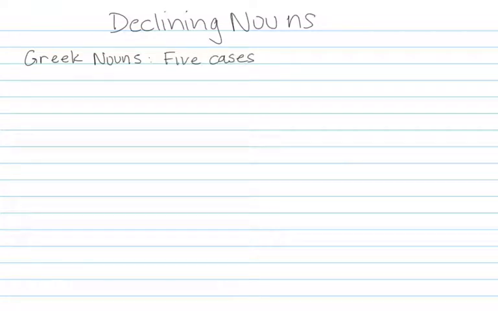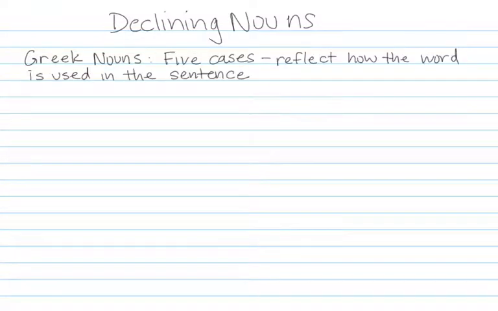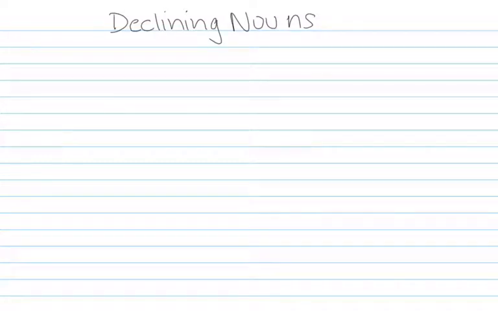Greek nouns have 5 different cases. The case endings reflect how the word is being used in the sentence. Latin has 6 cases and German has 4. So let's look at the 5 case endings in Greek and what they're used to show in the sentence.